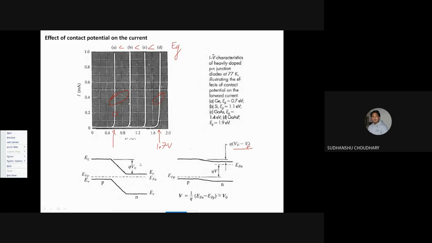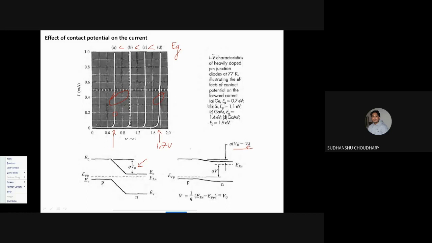Now this built-in potential depends upon the band gap of the material that is being used. So if the band gap of the material is small, the built-in potential will be small. If the band gap of the material is large, the built-in potential will be large. So the amount of forward bias required will be large to cause the current or conduction.